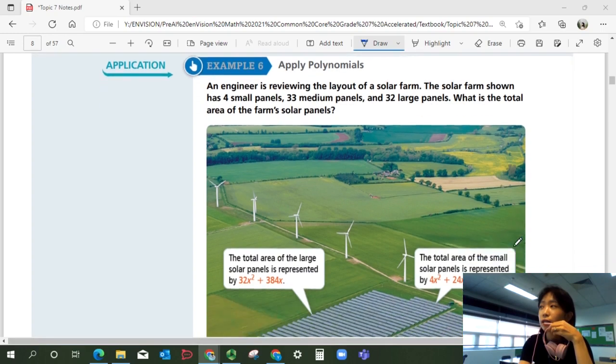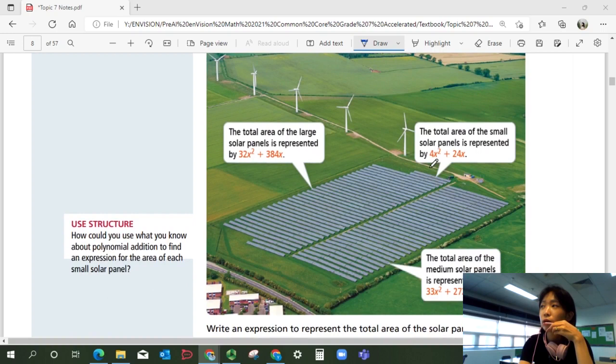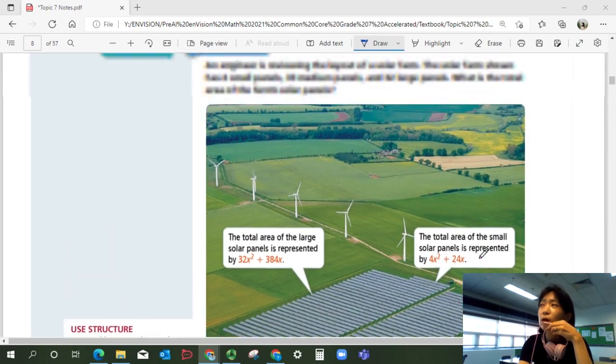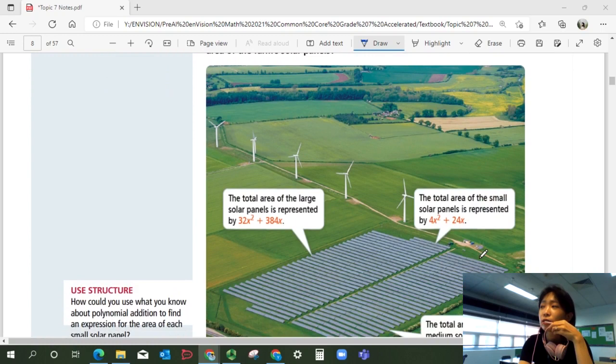So if you look at the picture, you see the solar panels. The total area of the large solar panels is represented by this polynomial. The total area of the small solar panels is represented by this polynomial. And then the total area of the medium solar panels is represented by that. So you have a lot of polynomials here. What is the total area using your polynomials?